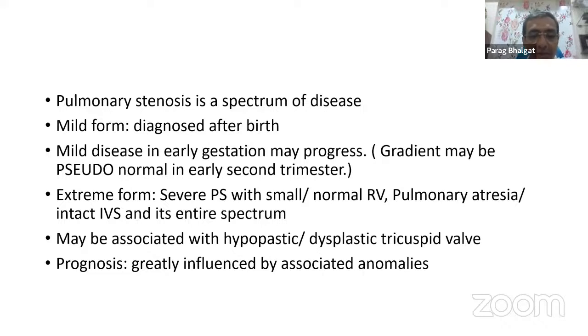A severe extreme form of PS may have a small RV, or it can be a spectrum of pulmonary atresia with intact IVS. Pulmonary valve stenosis is also sometimes associated with a dysplastic or hypoplastic tricuspid valve. This is again a spectrum of pulmonary atresia with intact IVS. The outcome of pulmonary stenosis is influenced by the morphology of the tricuspid valve and RV. If they are small, the outcome is worse. If they are of good size, the outcome is good.